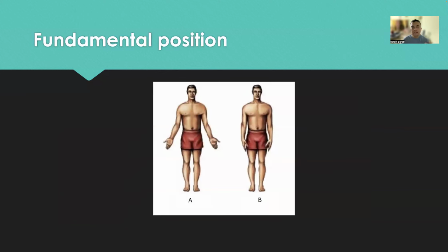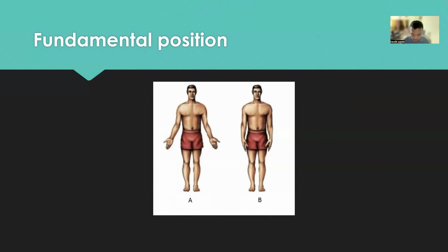Other than this, the other term which we use is the fundamental position. So the fundamental position is like the first A diagram. We can see it's an anatomical position where both palms are facing forward. Here, instead, the palm is facing inside. So the person is standing in a normal situation and his palms are facing inside towards his thigh. So that is actually the B diagram, which is the fundamental position.